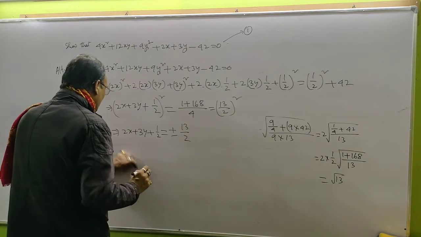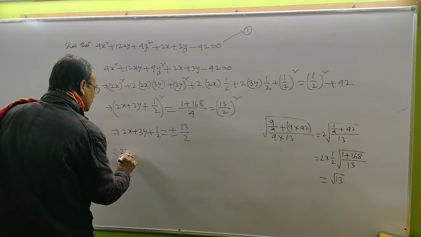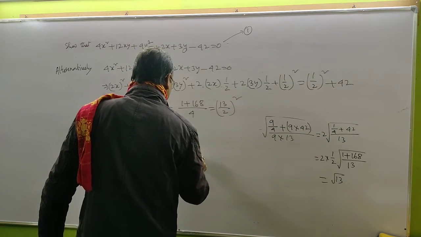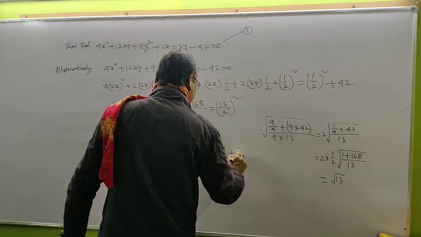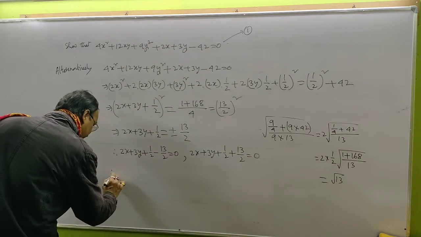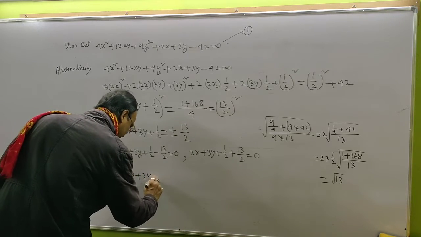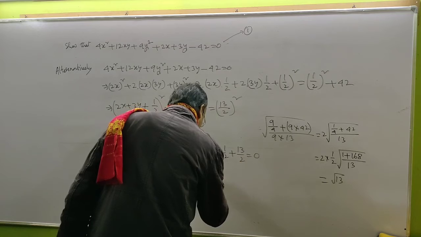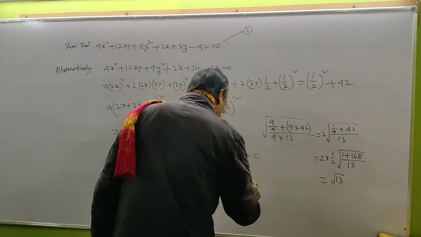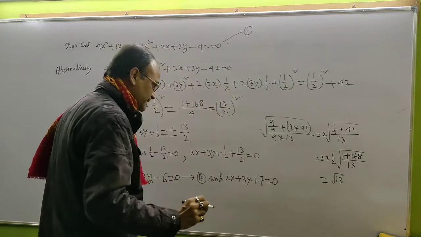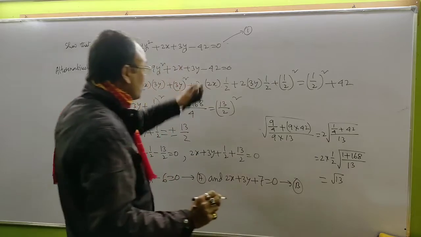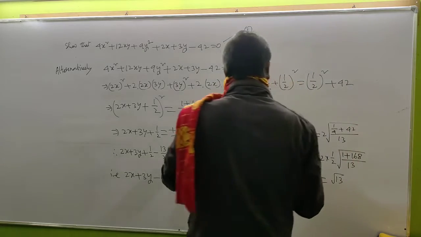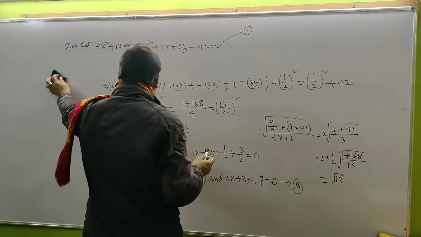This means, therefore, you will get 2x plus 3y plus half minus 13 by 2 equal to 0, and you will get 2x plus 3y plus half plus 13 by 2 equal to 0. That is, 2x plus 3y minus 6 equal to 0. Suppose this is number A, and 2x plus 3y plus 7 equal to 0. Suppose this is number B. Therefore, the given equation 1 represents two straight lines given by A and B.